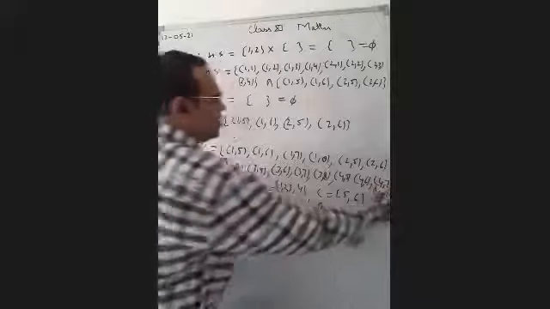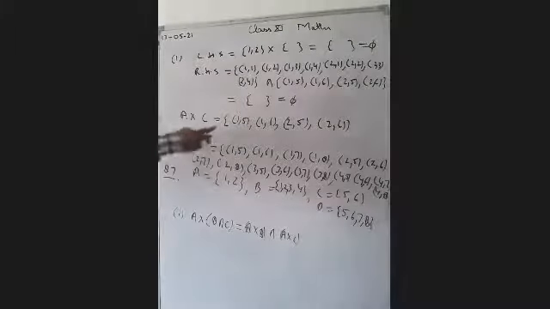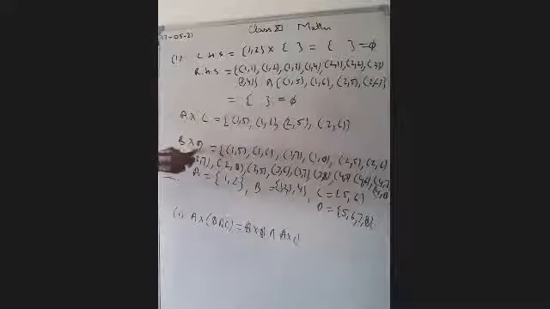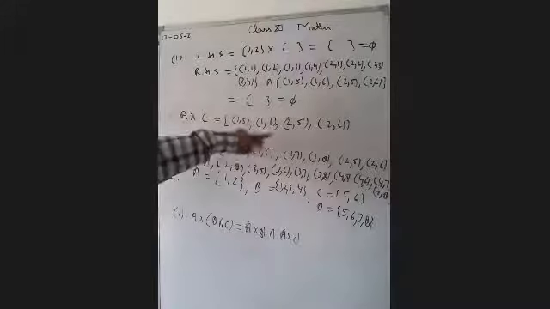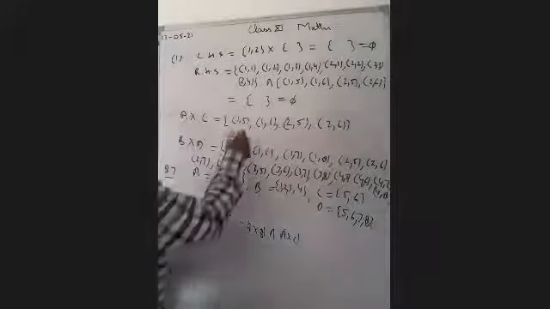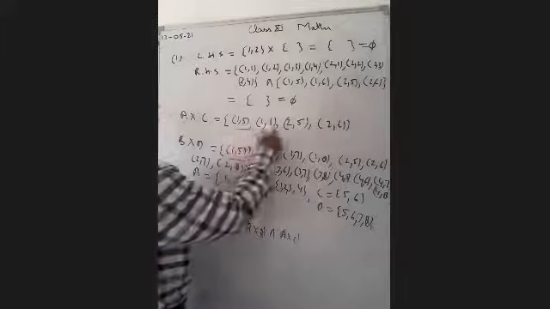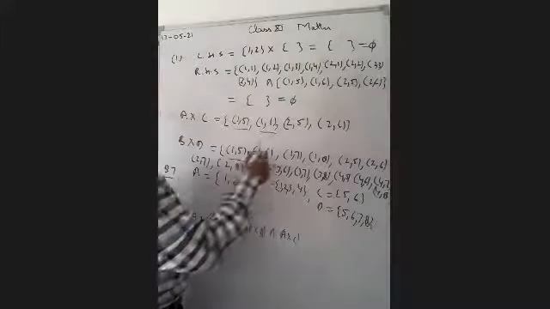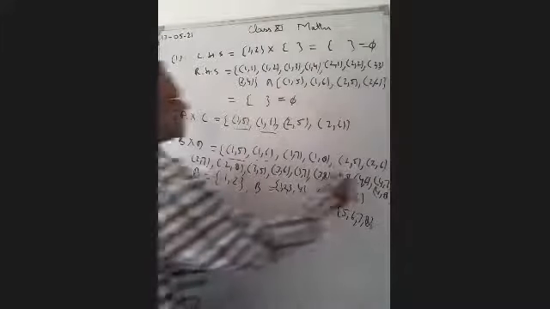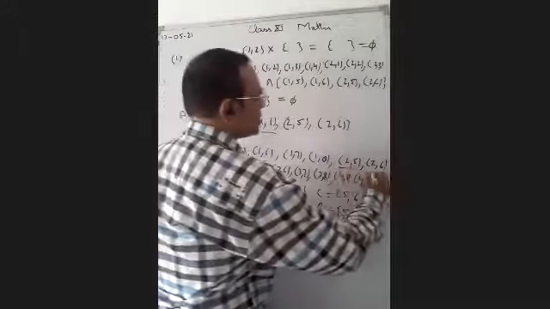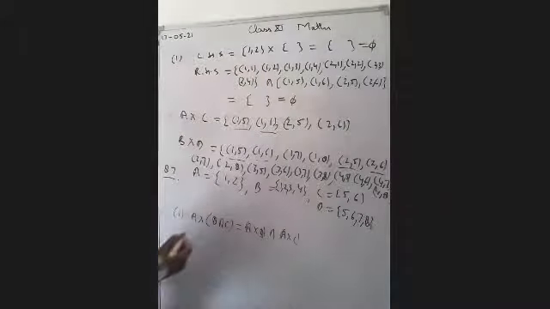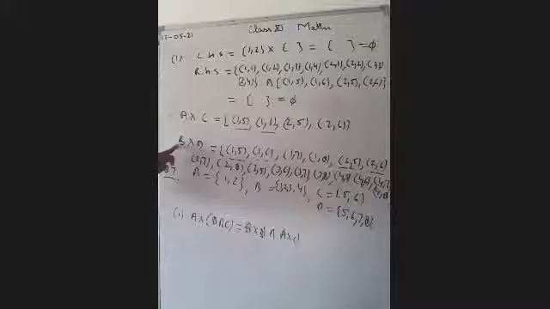Now you observe which elements of set A cross C also belong to set B cross D. So (1,5) is also belonging, (1,6) also, (2,5). So (1,5) is here, (1,5) is here, (1,6), (1,6). Then (2,5) is here, and (2,6) is here. All the elements of A cross C also belong to set B cross D. So A cross C is a subset of B cross D, which is true.